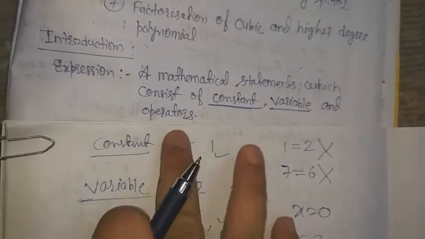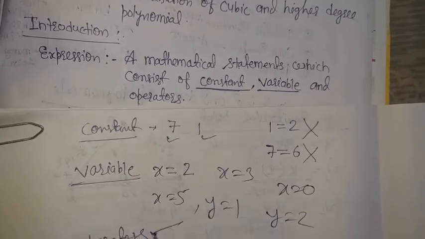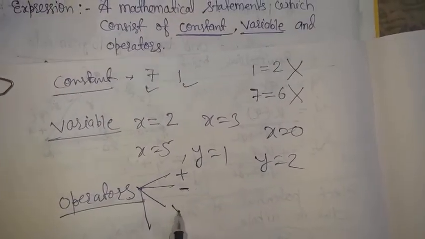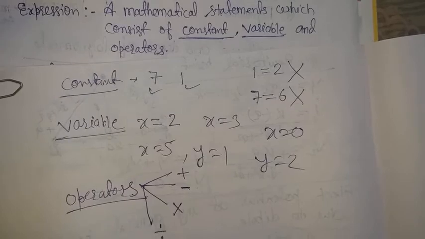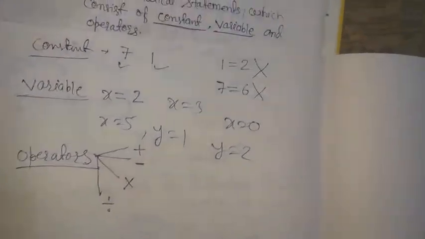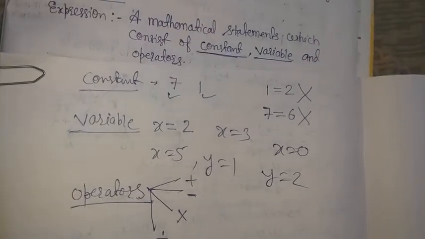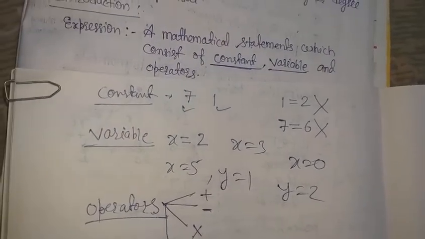Operator. Operators are basically the signs, that is plus, minus, multiplication and division. So these are called mathematical operators.